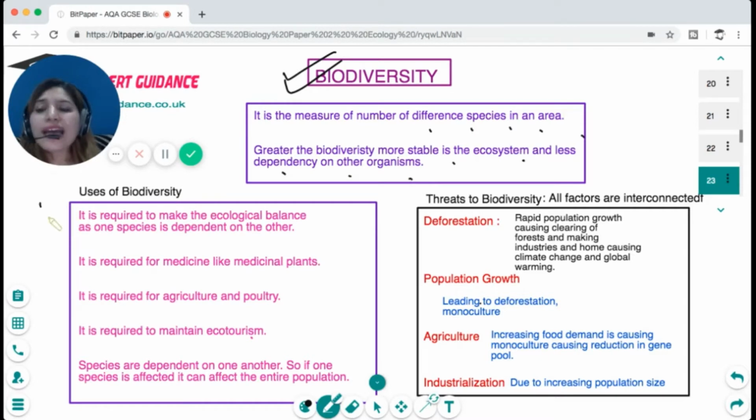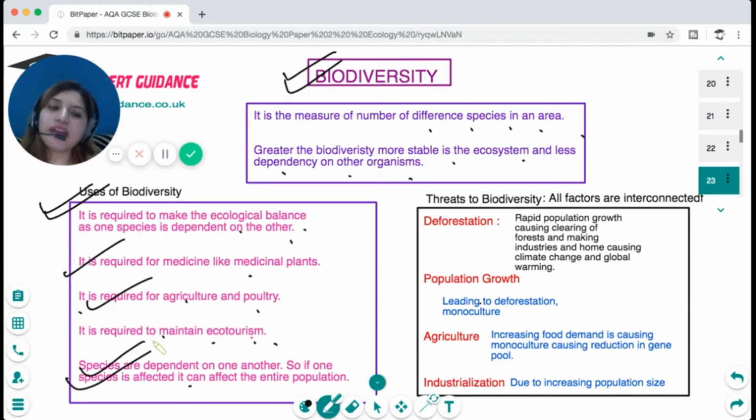Now, why is biodiversity important? Biodiversity is important to maintain the ecological balance, as one species is dependent on the other. It is required for medicine, like medicinal plants. It is required for agriculture and poultry. It is required to maintain ecotourism. Now, since species are dependent on one another, if one species is affected, it can affect the entire population.